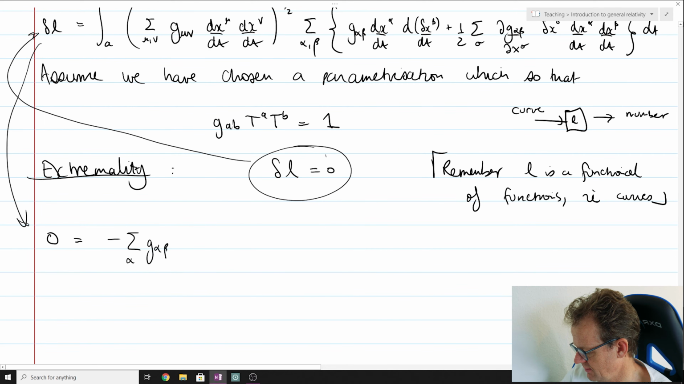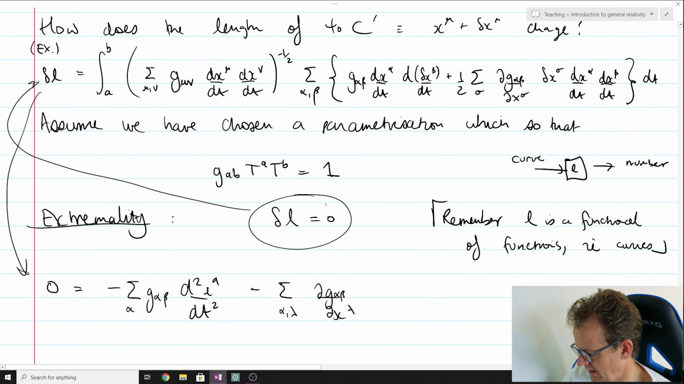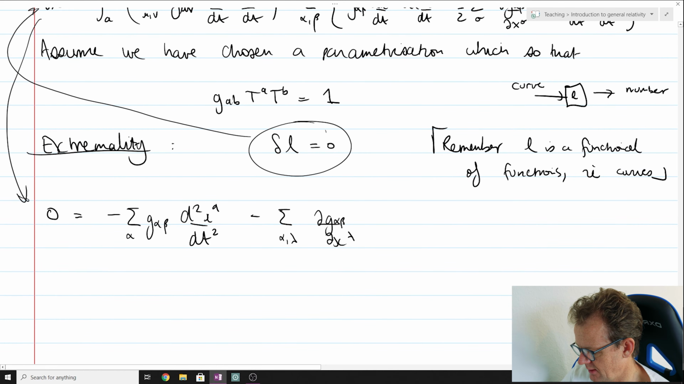Right? Not any curve has an extremal length. What sort of curves enjoy extremal lengths on a manifold? Well, you can think it through. You can set the left-hand side of this variation dL to 0, and then you should be able to convince yourself that the only way that variation in the length can vanish is if the following equation is satisfied.